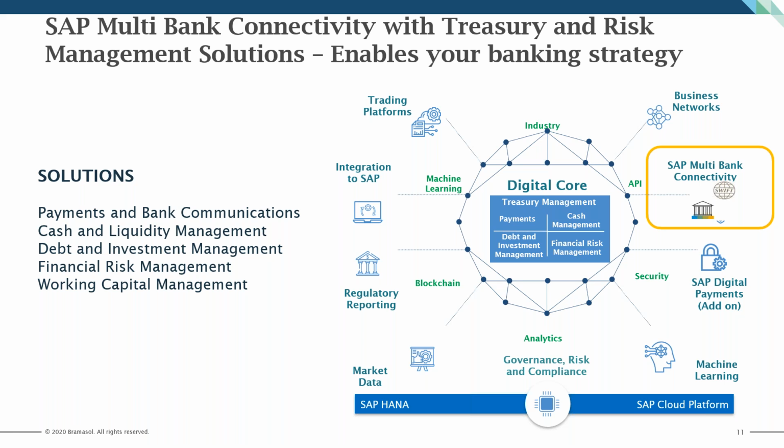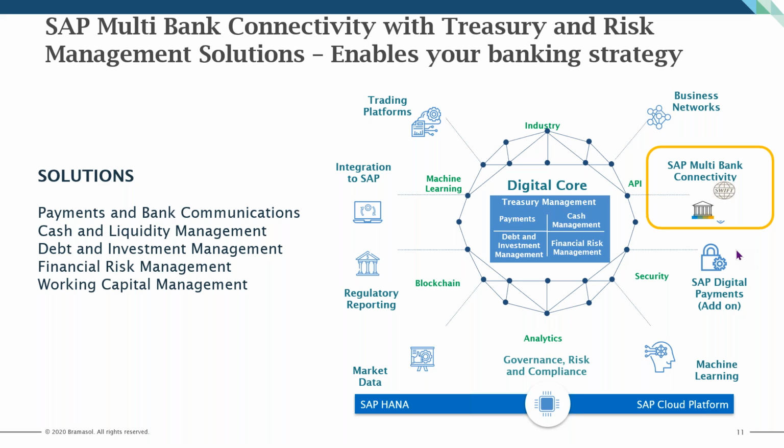So the bank connectivity will allow you to connect with one pipe, streamlined into your digital core of all your treasury processes and payment processes. So you're covering all your solutions from payments and bank communications, your cash liquidity management, debt investments, your FX and hedging risk management, and of course, together, all that visibility, you can also work better with your working capital. So you have more control of your working capital management.